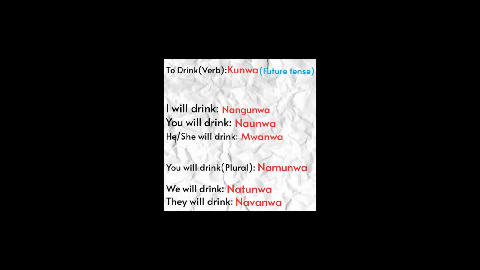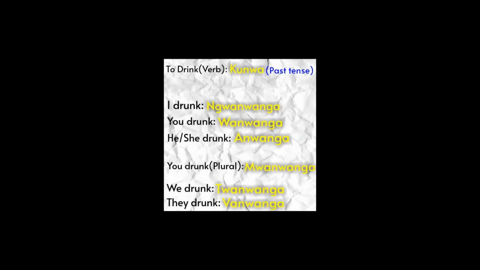So I now understand where the confusion arose from, but we just need to familiarize ourselves that in Luvale, if the verb goes with na, then automatically we have to know that it's future. It is describing something that will take place in the future. So let's advance. Let's go to our last tense for the verb to drink, which is kunwa.